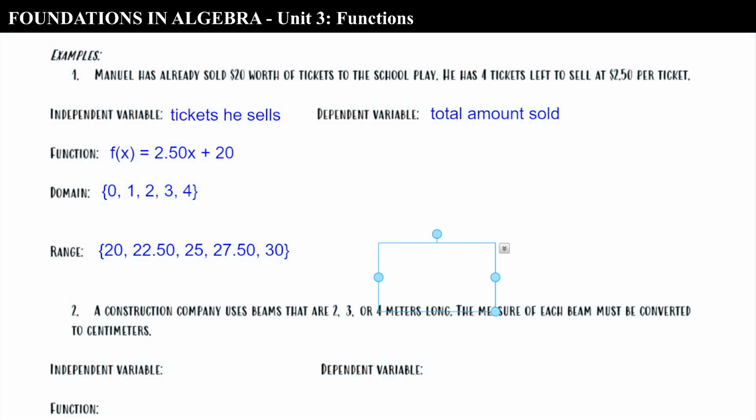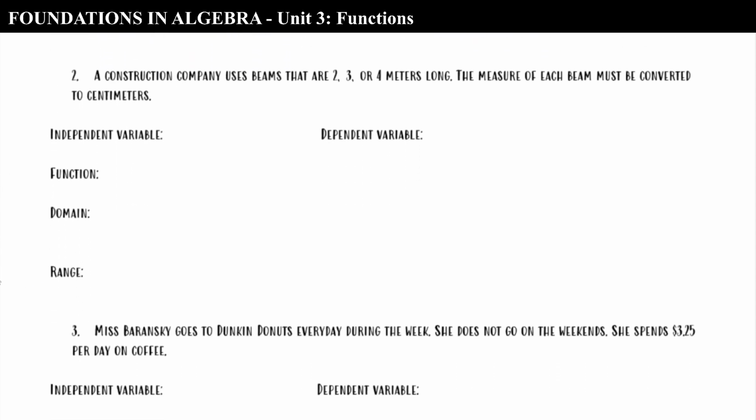Okay, so I just take each one of these domain values. He could sell 0, 1, 2, 3, or 4 tickets, and you're going to plug that in for x and find out what f of x is. F of 1 is $22.50, f of 2 is $25, f of 4 is $30. Okay? All right, let's try number 2.